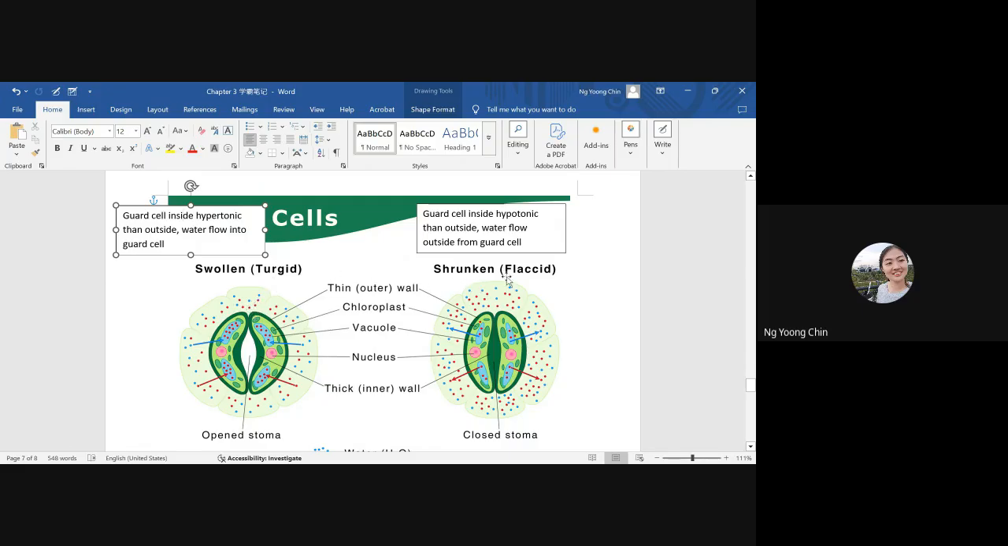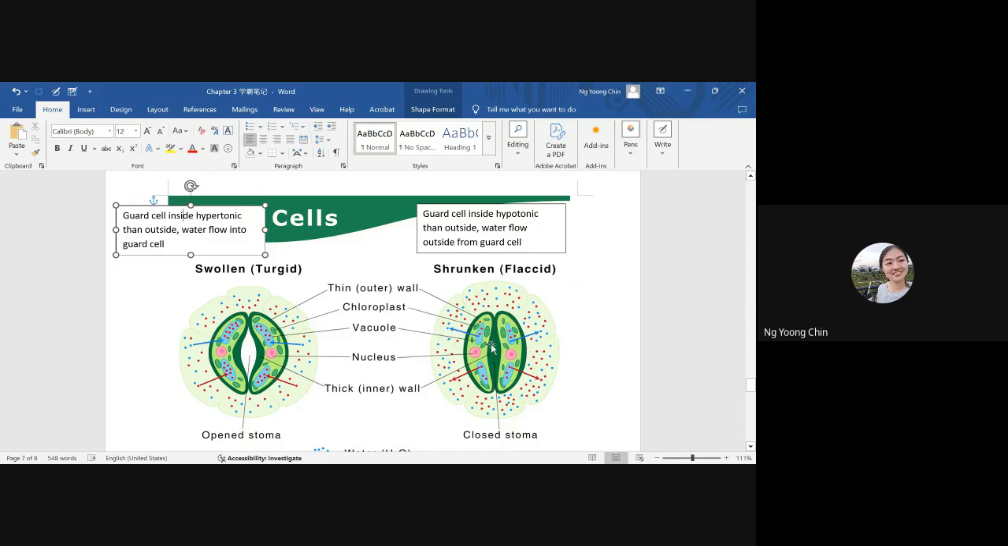So when the guard cell becomes flaccid, it's because the guard cell is losing water. The guard cell inside becomes hypotonic compared to outside, right? Because outside they contain a higher concentration of solutes, meaning higher salt concentrations. So the guard cell itself becomes hypotonic, and when they become hypotonic, water is lost to the outside. Okay, from inside to outside.